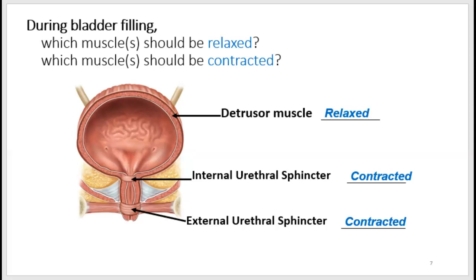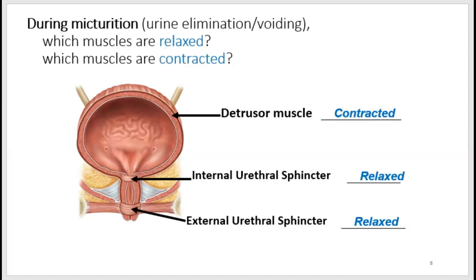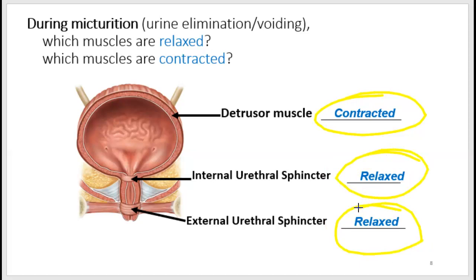Now let's look at what happens when it's time to empty the bladder. During micturition, or urine elimination, voiding, which muscles need to be contracted and which need to be relaxed? Well, the detrusor muscle is the main muscle that contracts, and the internal urethral sphincter relaxes, as well as the external urethral sphincter has to relax. Otherwise, if they didn't relax, you'd just build up so much pressure by the detrusor muscle, I think it would be quite painful to urinate.